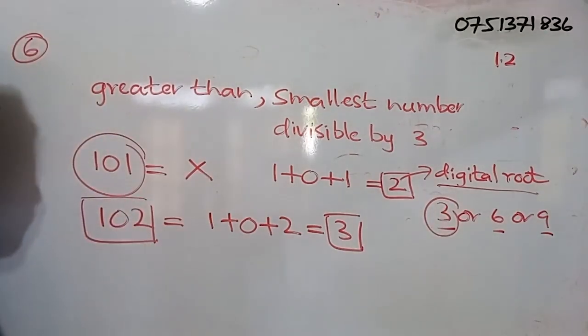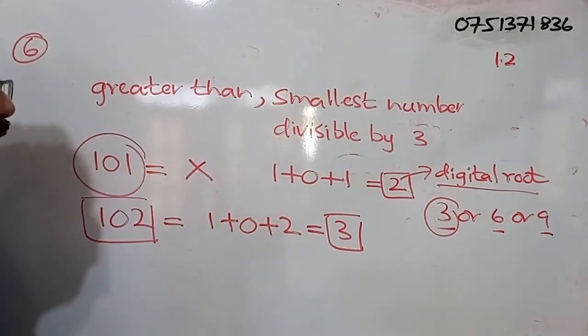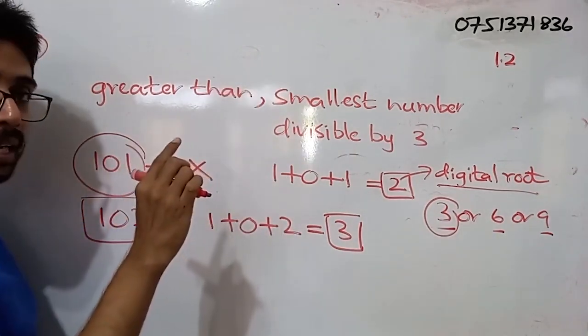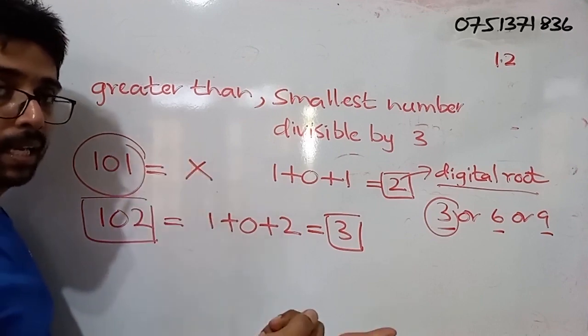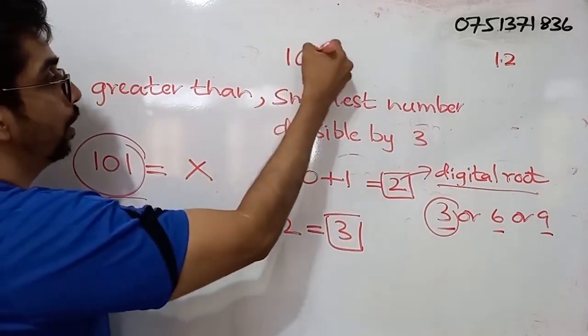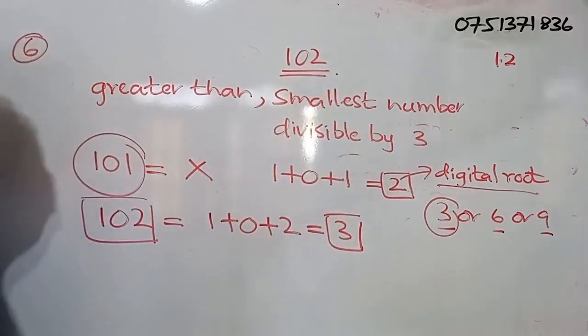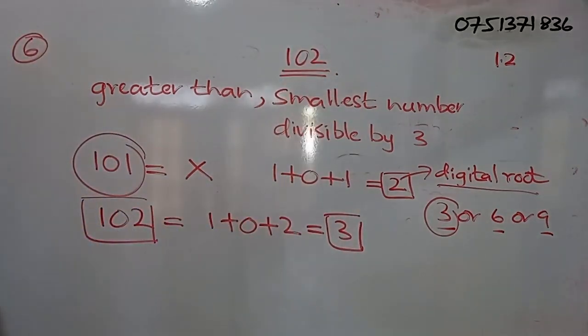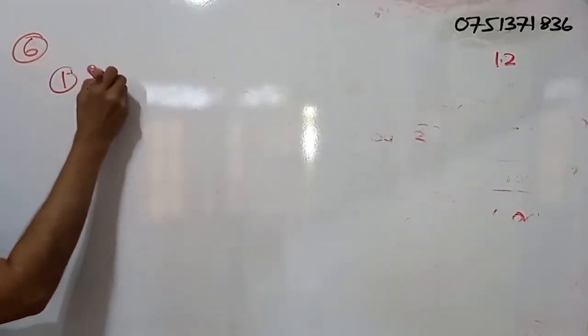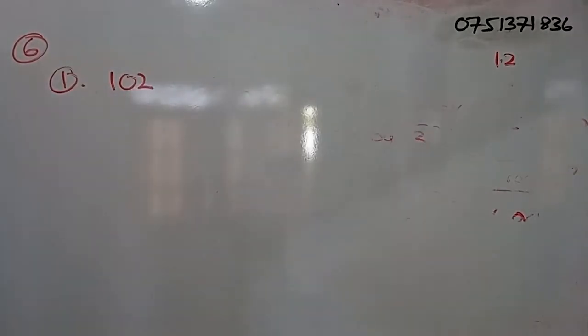102 is divisible by 3. What is the answer? The smallest number which is divisible by 3 but greater than 100. What is that? 102. Right? So for the first part, the answer will be 102.